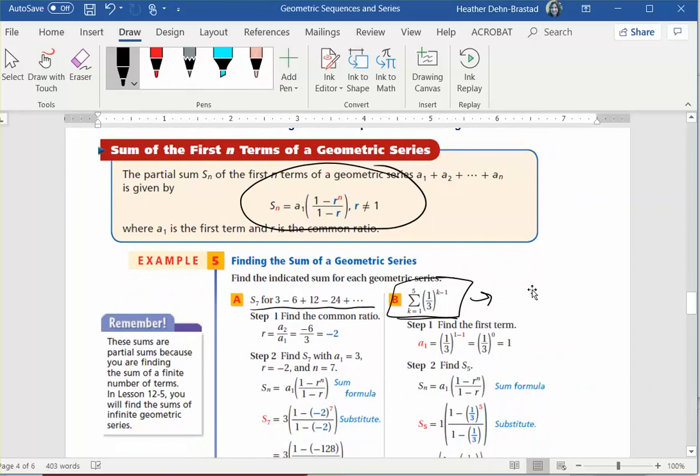So the way that this formula works is you take the first term, that's a sub 1, and r is the common ratio. So you'll either be given that or you'll have to find that. And then you are going to use this formula, 1 minus the common ratio to the nth power, which will match the number of terms you're looking for, divided by 1 minus r. And r can't be 1 in this case because then we would be dividing by 0, which is not allowed.